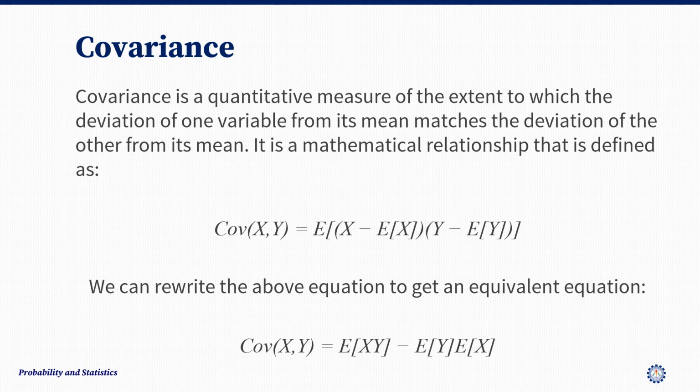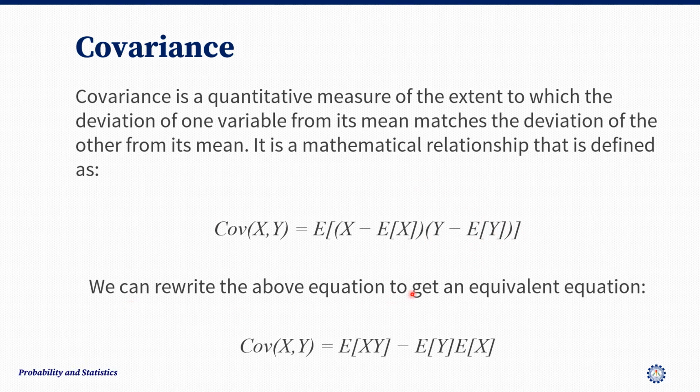Covariance is a quantitative measure of the extent to which the deviation of one variable from its mean matches the deviation of the other from its mean. It is mathematically defined as: the covariance of X and Y is equal to the expected value of (X minus the expected value of X) multiplied by (Y minus the expected value of Y).